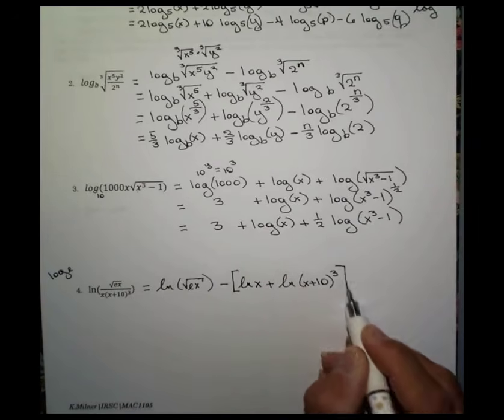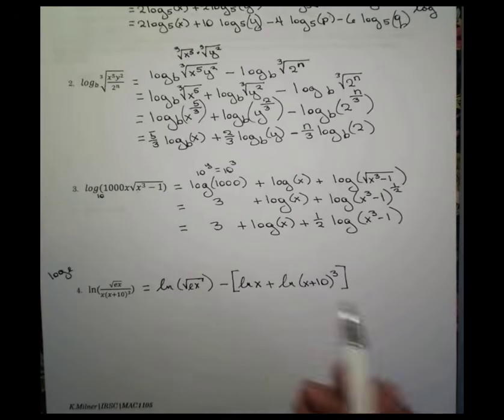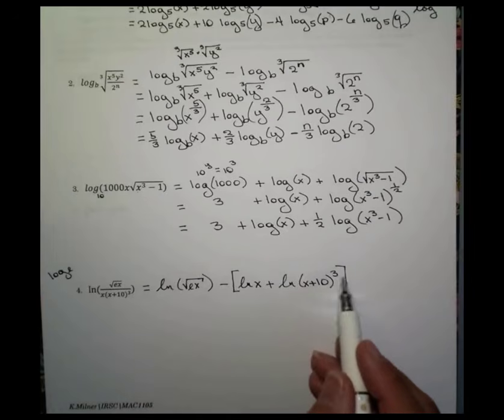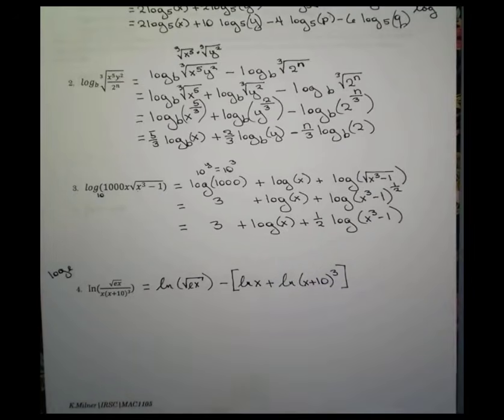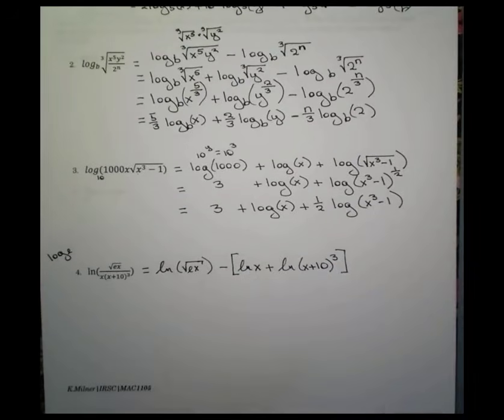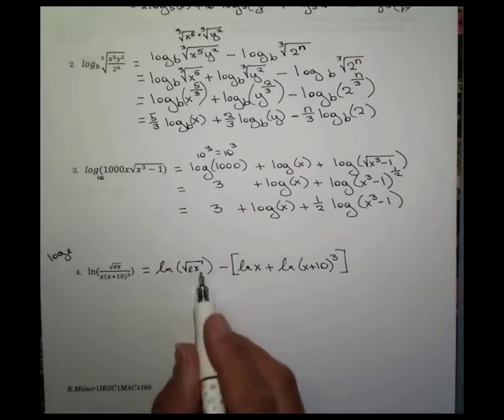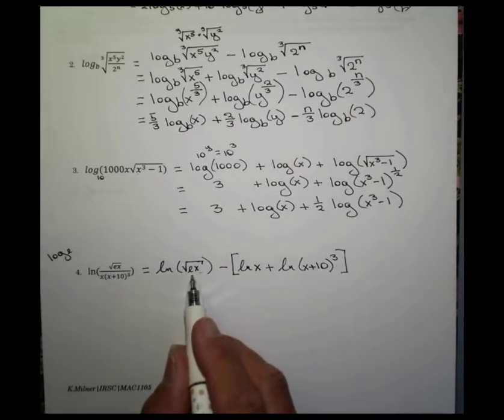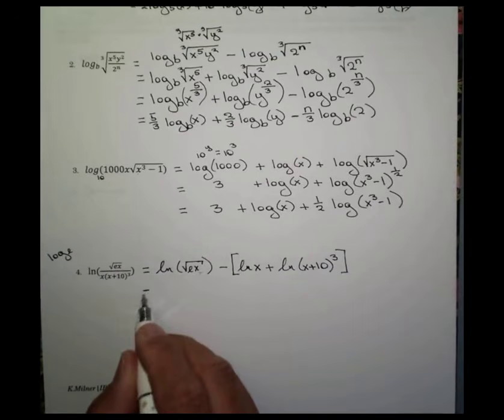Now you could have done that in stages. You could have subtracted ln of x times x plus 10 cubed and then split it out into addition later, but whatever works for you is fine. Now I'm going to say, do I know what to do here? Well, I know I'm going to split this out again, right? I'm going to go ahead and do that.